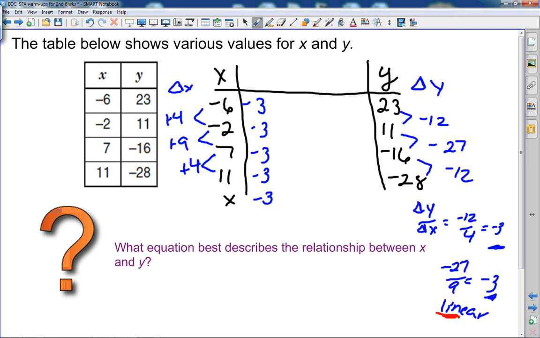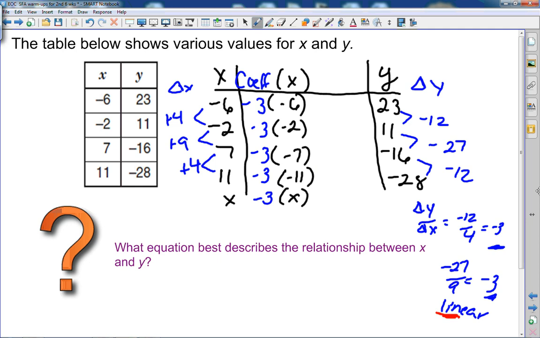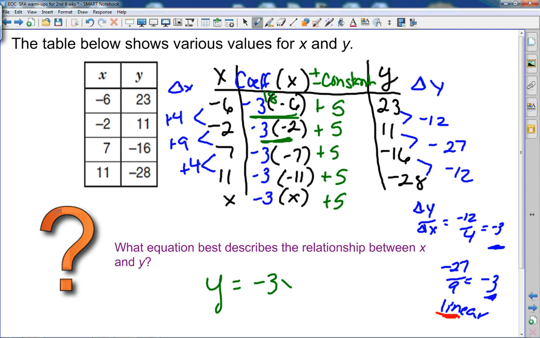So right here we've got the coefficient, and you take it times your x. So now I've got -6, -2, -7, -11, and then x. All right, so now you're going to multiply these two numbers together, and I get -3 times 6 is positive 18. What do you have to add or subtract to get to 23? So 18 plus 5 is 23. Right here, this is 6 plus 5, and that's 11. This is my constant. So plus 5 goes all the way down. So my equation is y equals -3x plus 5.